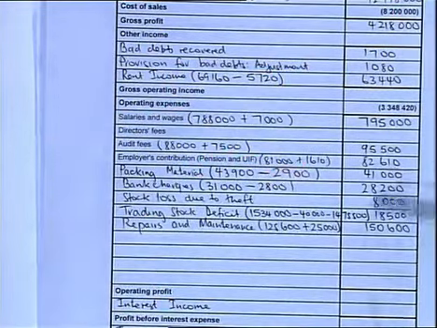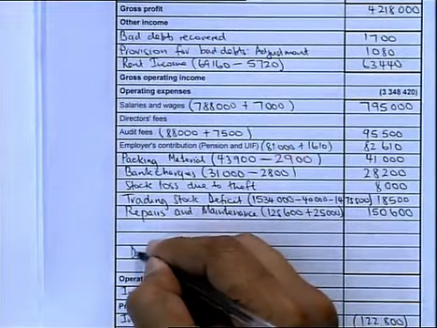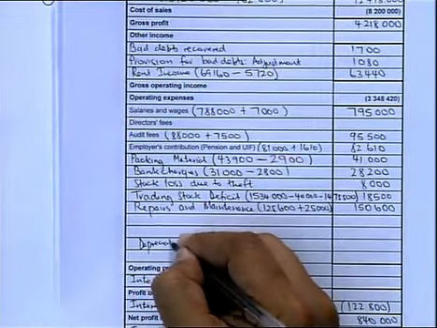Okay, learners, so all we have to do now, we just have to go and add, and then we can complete the income statement. The missing figure in the income statement will then just be depreciation.